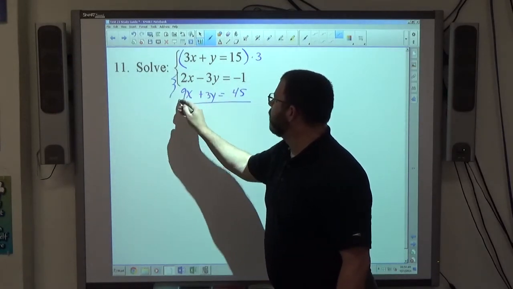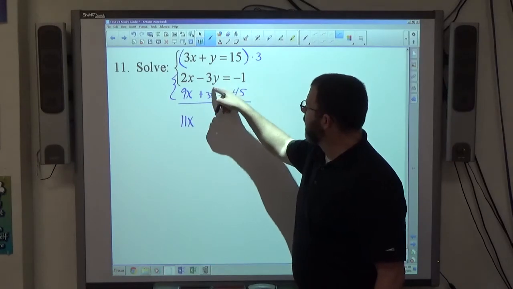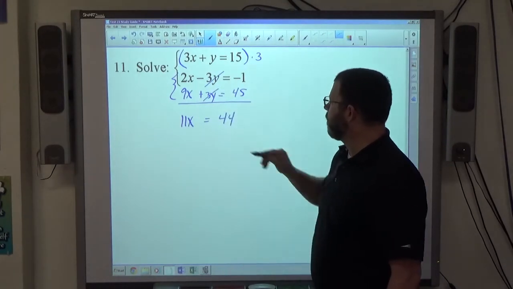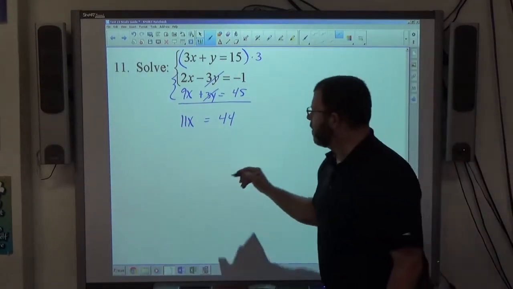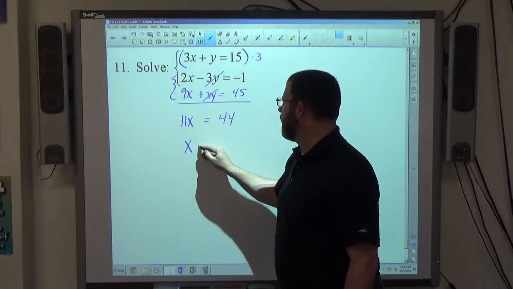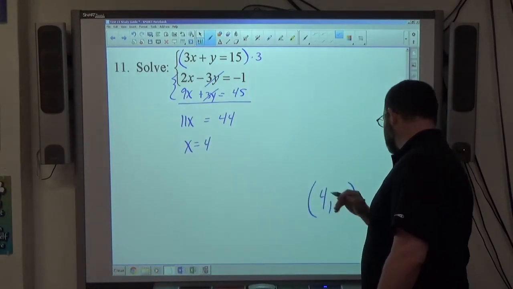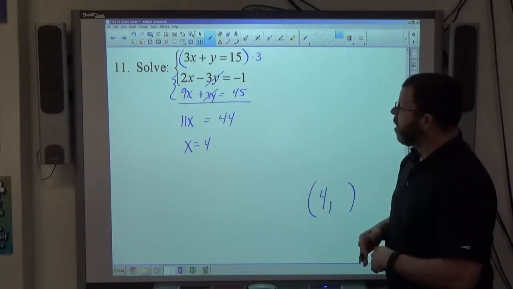If I now add these two equations together, 2x plus 9x makes 11x. Negative and positive 3y cancel. Negative 1 plus 45 is 44. By eliminating y, we're only left with x. If 11x equals 44, we divide by 11. That gets me x equals 4. We're looking for an ordered pair, 4 comma something now. X goes first, y goes second. We found x. Wants to know what x equals.